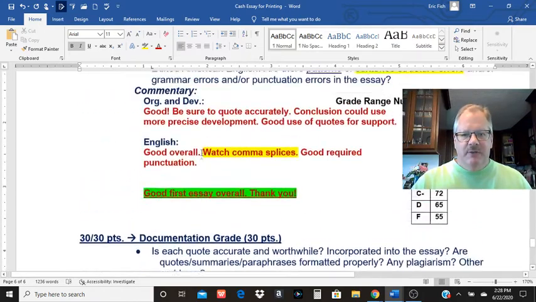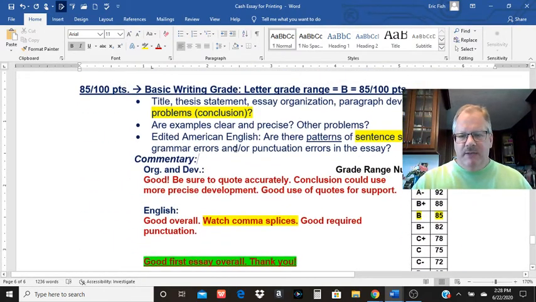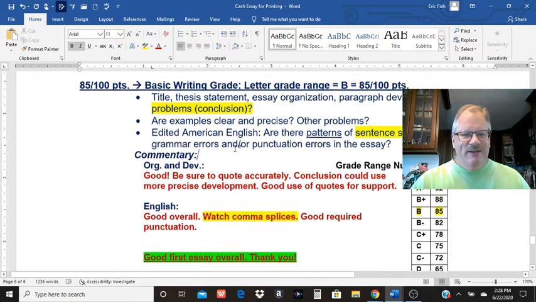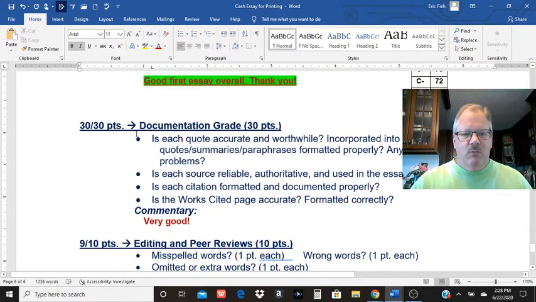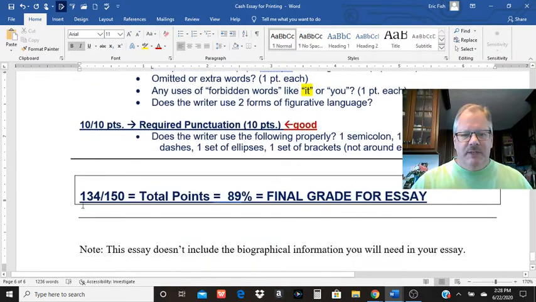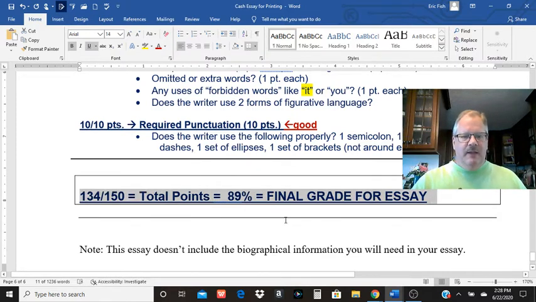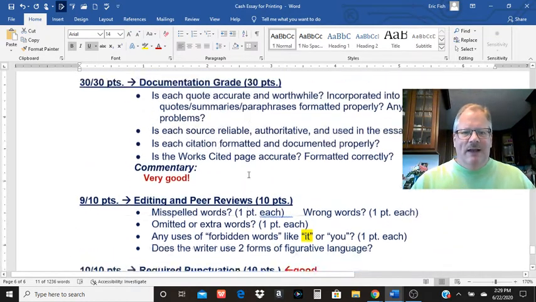But you can kind of see, even though the student kind of earned a B with the basic writing grade, which is a good grade, right? Particularly on a first essay. Doing well with these bottom grades brings that grade up quite a bit, up to an 89% instead of an 85% as was with the basic writing grade. But down here, that's the final grade for the essay, and that's about it.